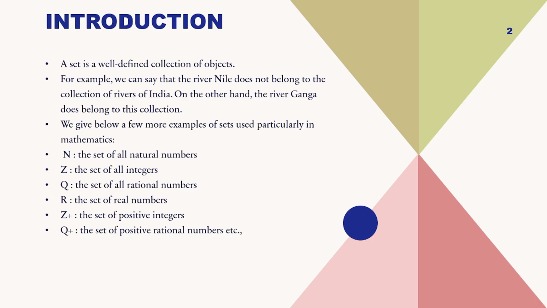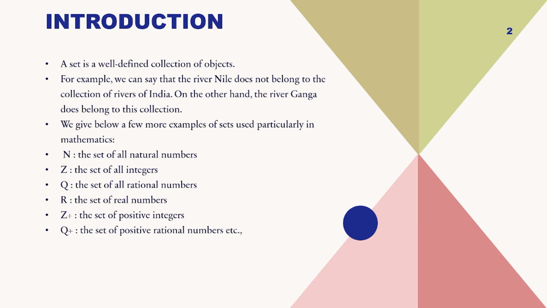Let's see a few more examples. N is the set of all natural numbers. N itself denotes the natural numbers. Z is the set of all integers. The set of all rational numbers is denoted by Q. Z plus means the set of positive integers. Q plus means the set of positive rational numbers.